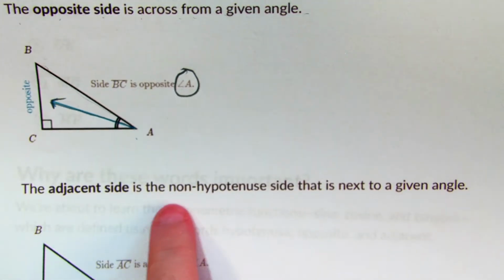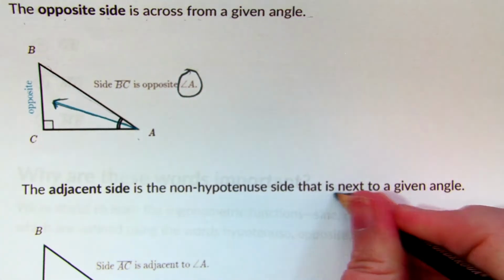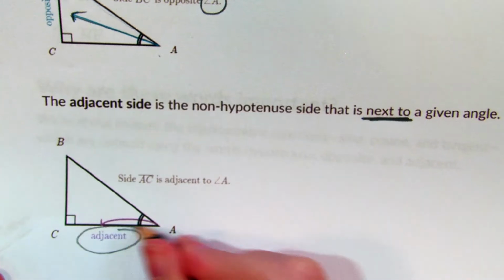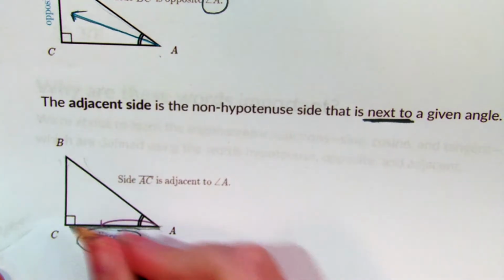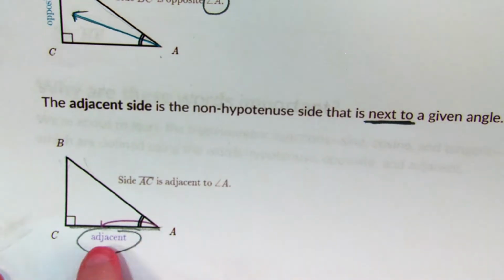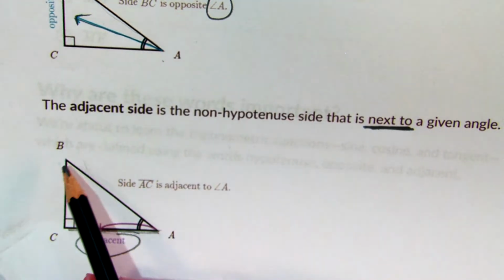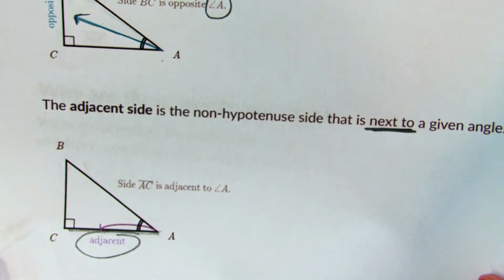The adjacent side is the non-hypotenuse side that's next to the angle. Adjacent means next to. So if we look at angle A, this side is adjacent, it's right next to angle A, this is the hypotenuse, and this is the opposite side. So you need to know for angle A which side is adjacent, which is opposite, and which is the hypotenuse. And then you also have to know the same thing for angle B. It has a different side that's opposite, and a different side that's adjacent, but the hypotenuse is always the same.